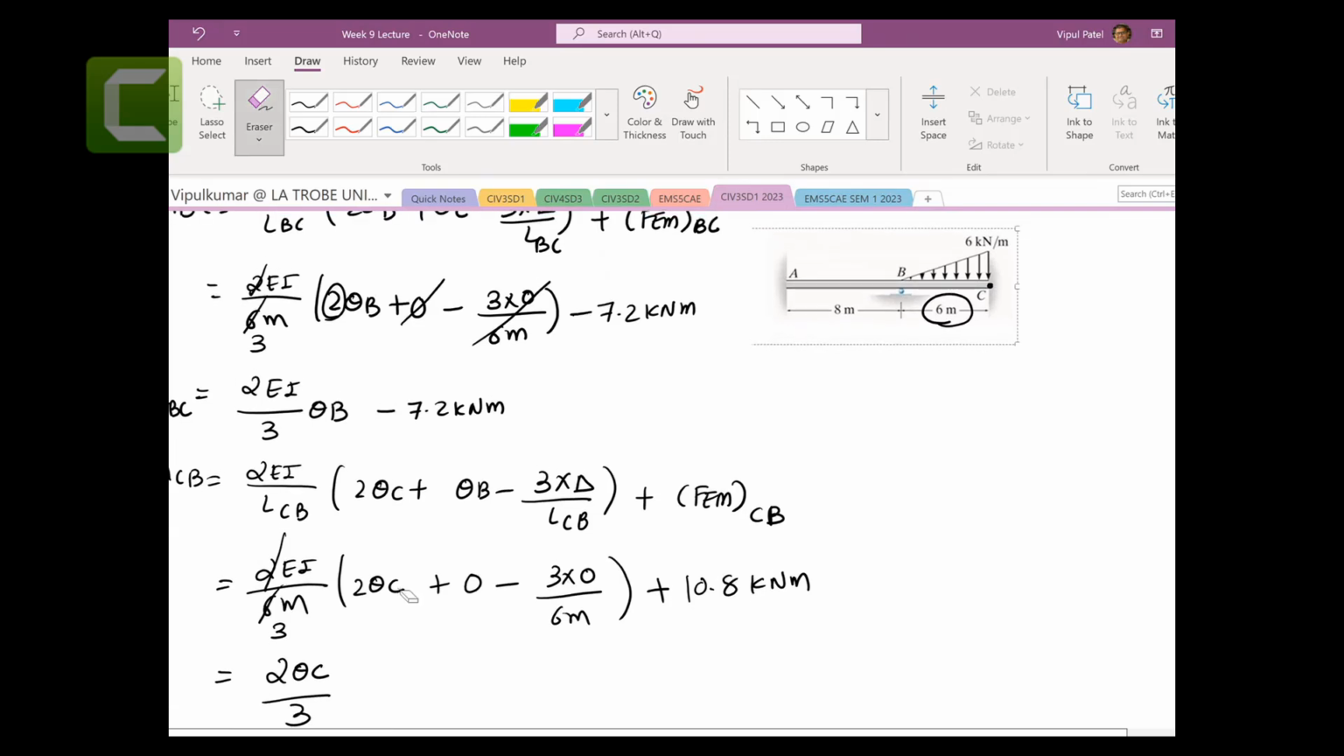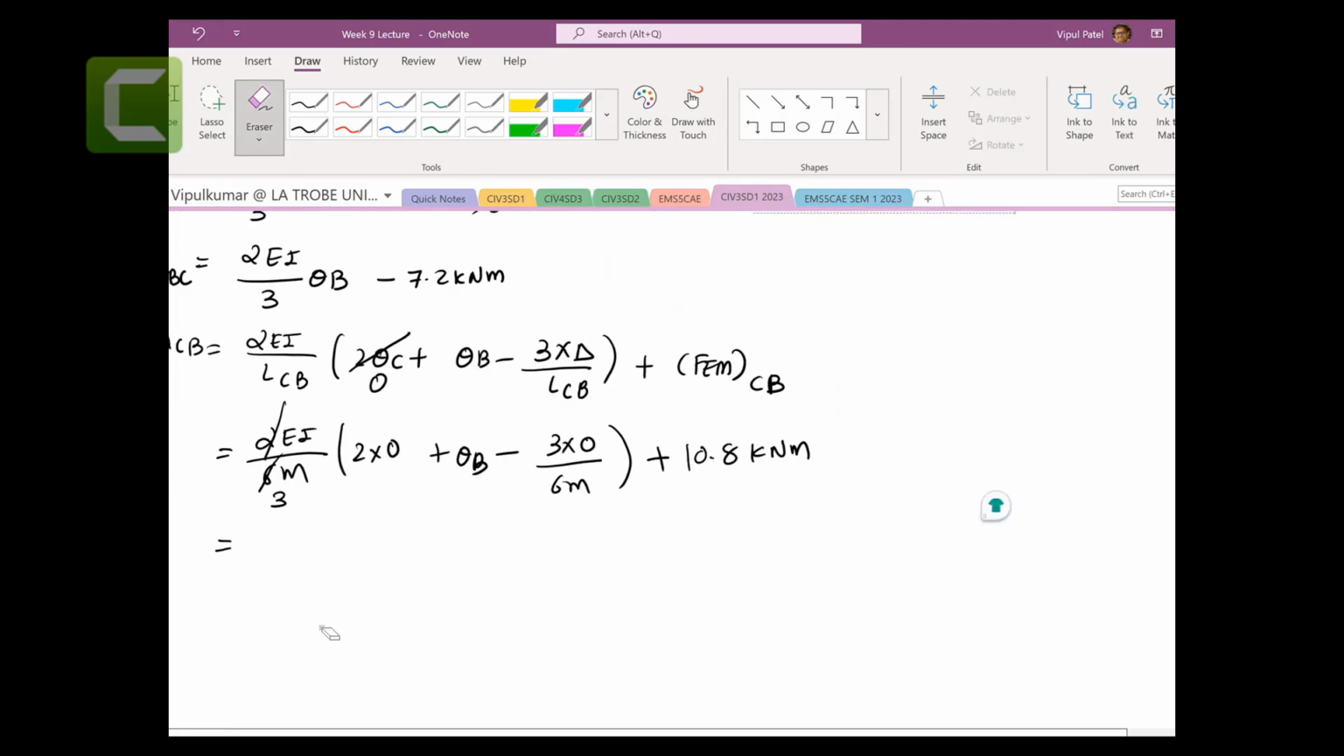Oh, theta C would be 0 here, so this will be 0. So 2 times 0, and theta B would be your case. So we would have EI on 3 theta B plus 10.8 kilonewton meters. So that is the second step where we use the equilibrium equation.